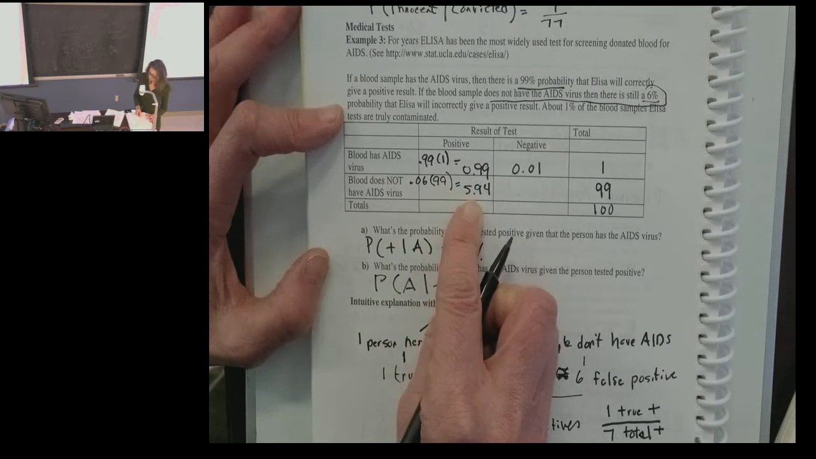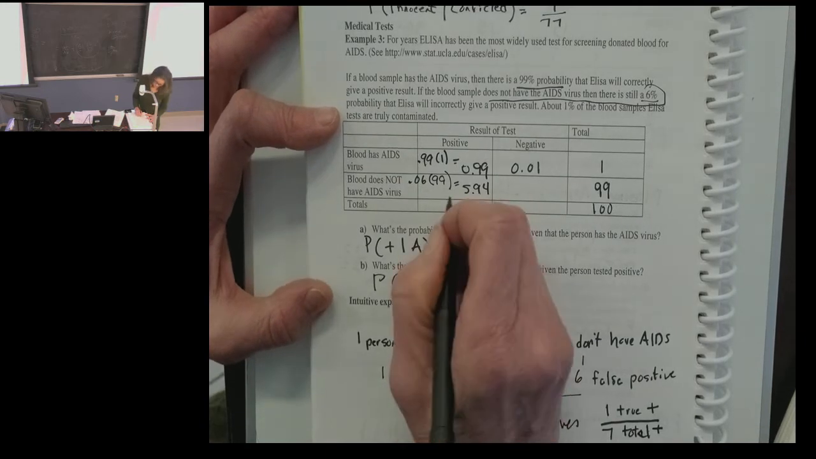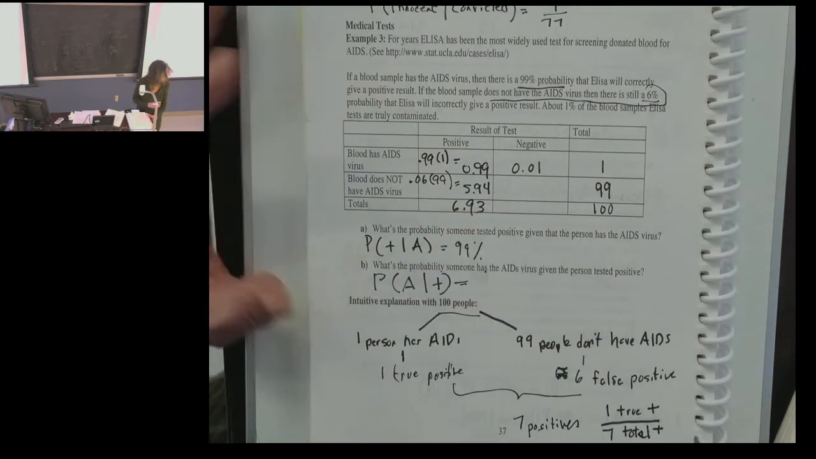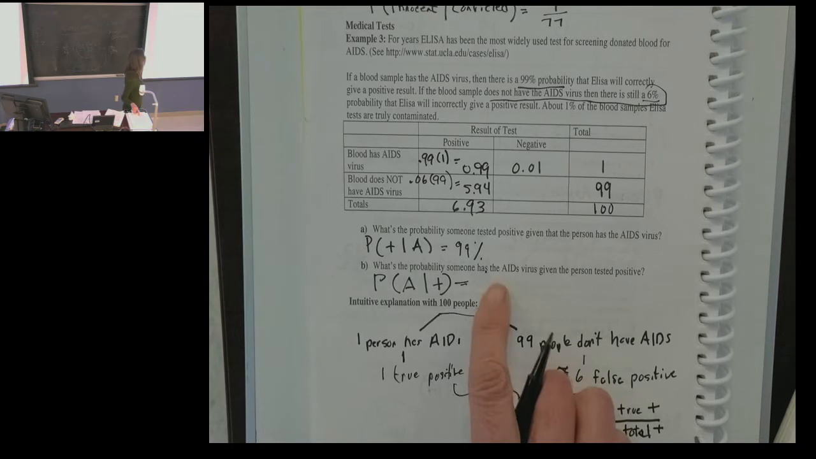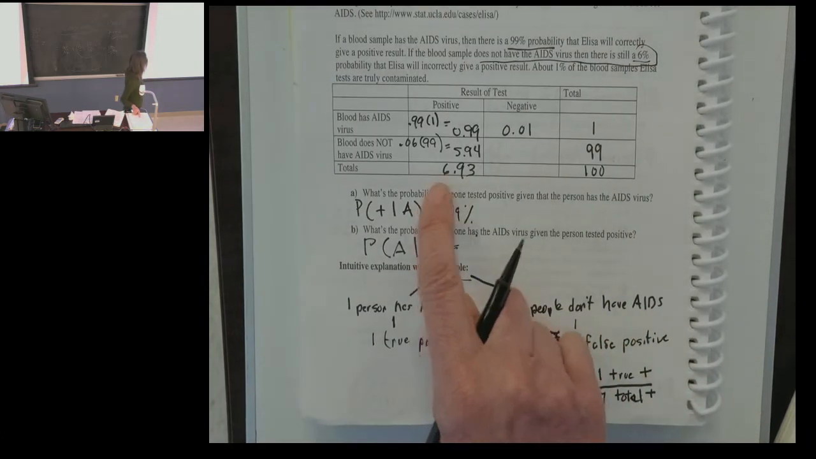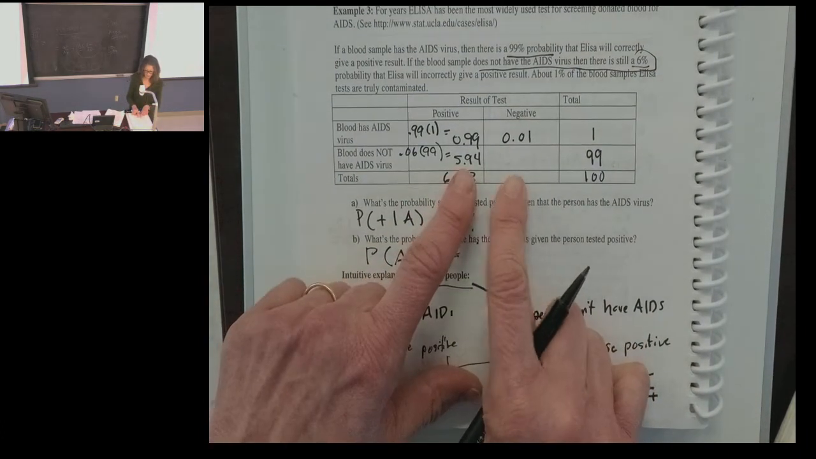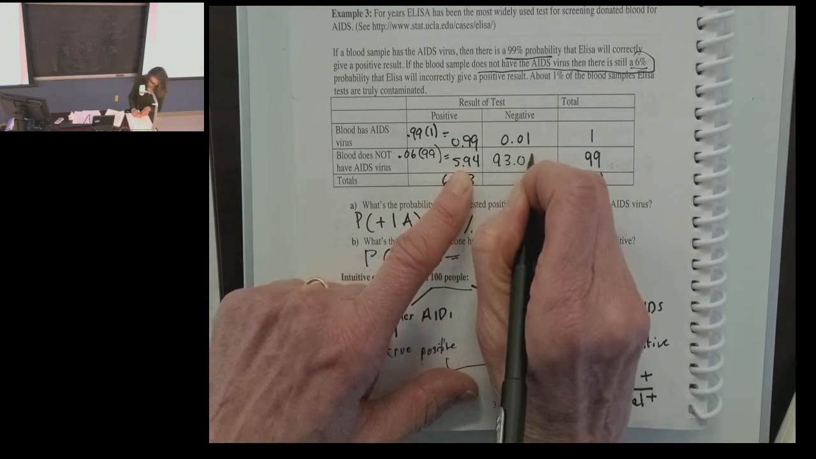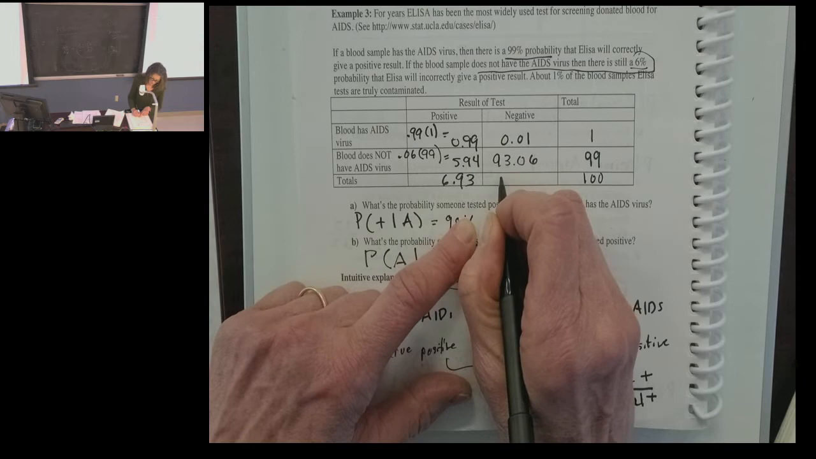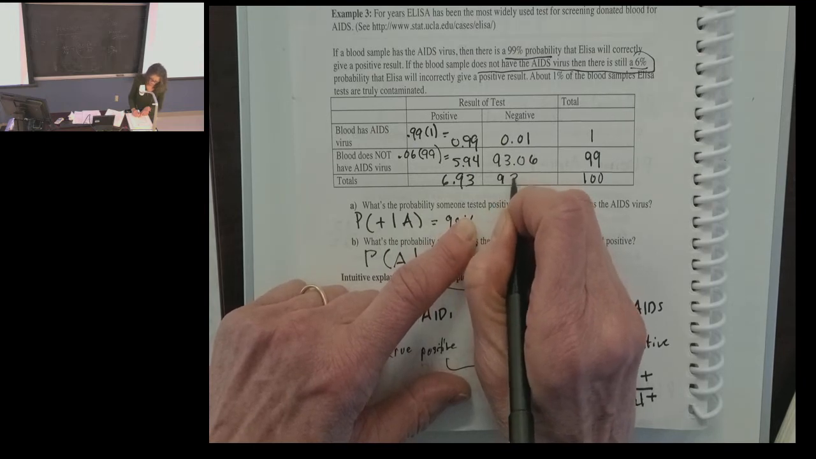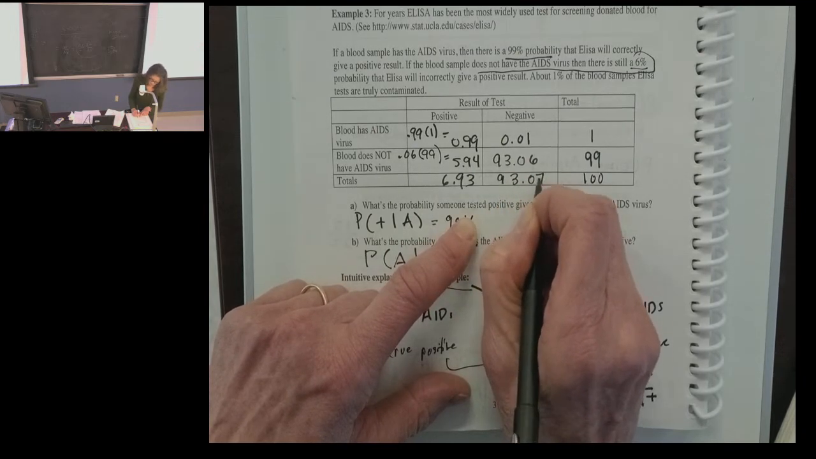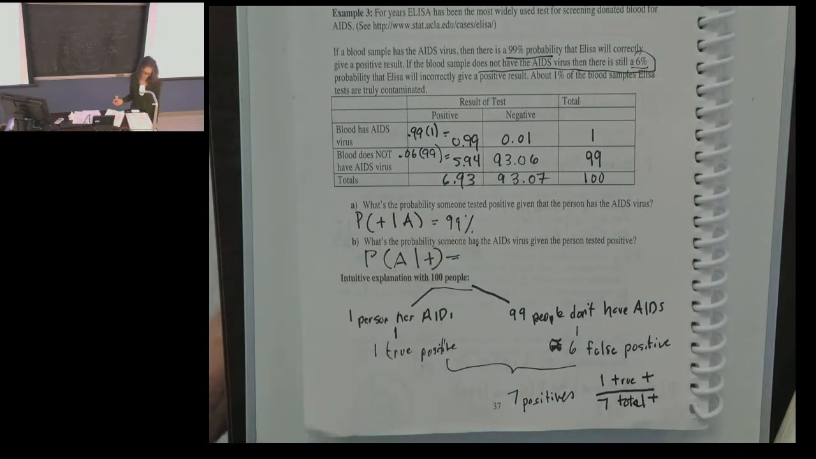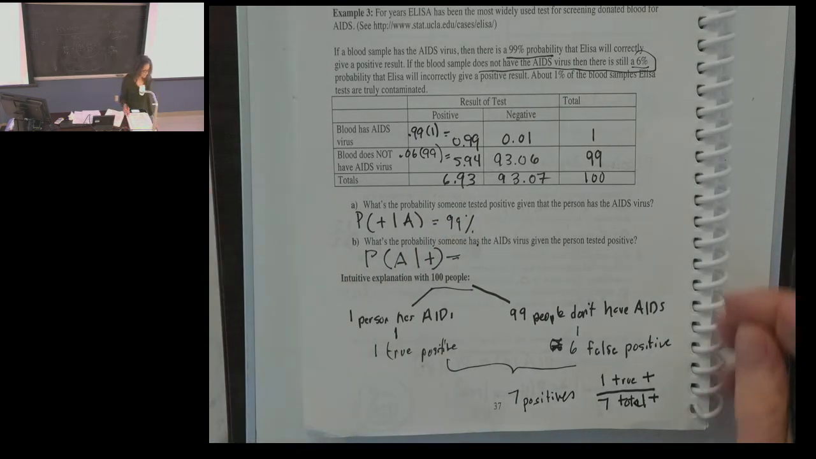So when we add those together, we don't get 7. We get very close to it, though. All right, that was our estimate of the number of total positives. And now we can figure out the rest of it here. So this is 93.06, and this is 93.07. Okay? Any questions on that?